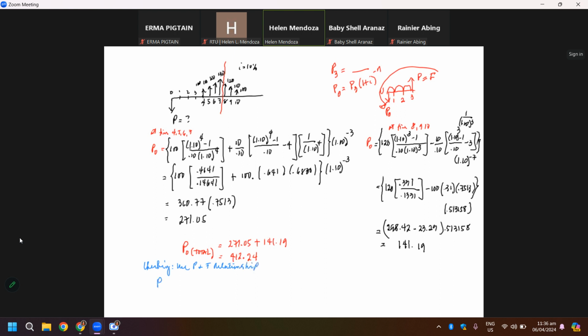So P sub 0 is 100(1.1)^-4 plus 110(1.1)^-5 plus 120(1.1)^-6 plus 130(1.1)^-7 plus 120(1.1)^-8 plus 110(1.1)^-9 plus 100(1.1)^-10. Ito po ang mga value niya.